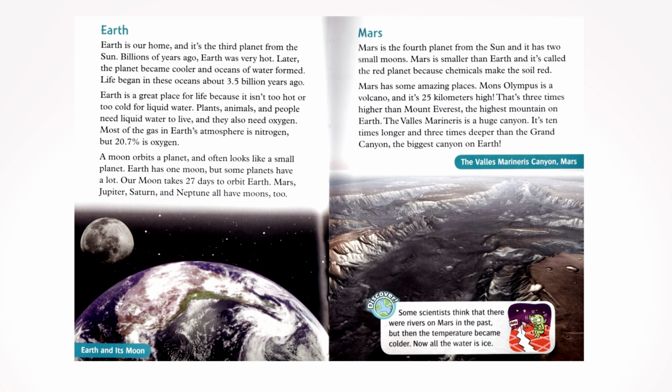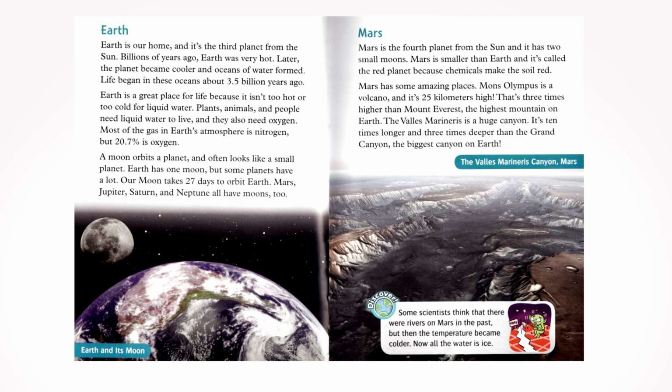Plants, animals, and people need liquid water to live, and they also need oxygen. Most of the gas in Earth's atmosphere is nitrogen, but 20.7% is oxygen. A moon orbits a planet and often looks like a small planet. Earth has one moon, but some planets have a lot. Our moon takes 27 days to orbit Earth. Mars, Jupiter, Saturn, and Neptune all have moons too.